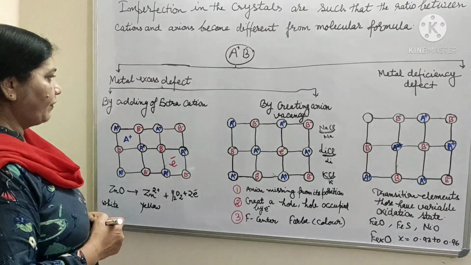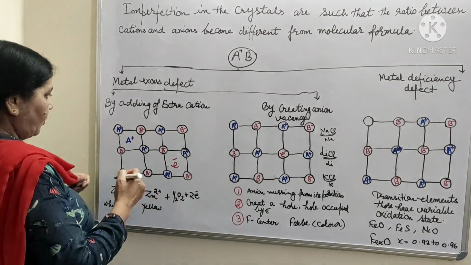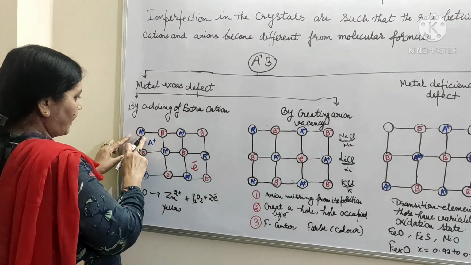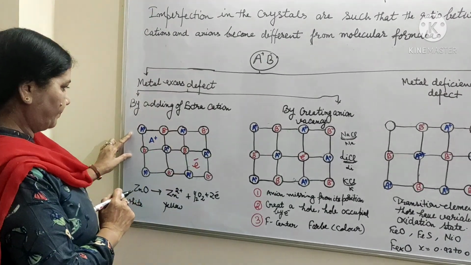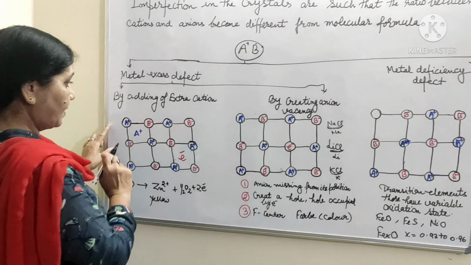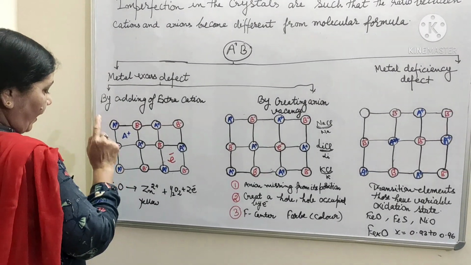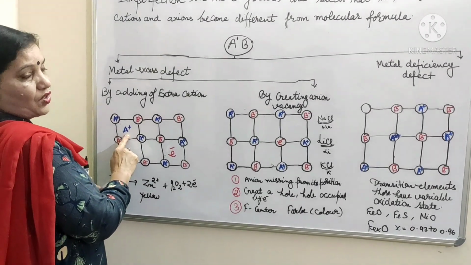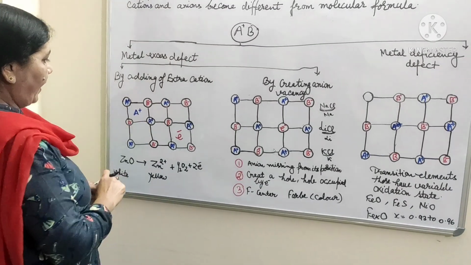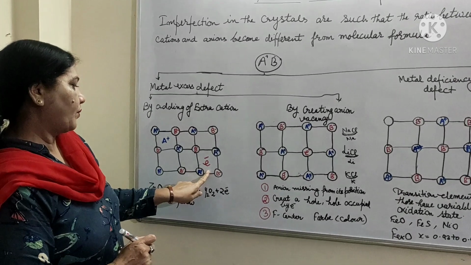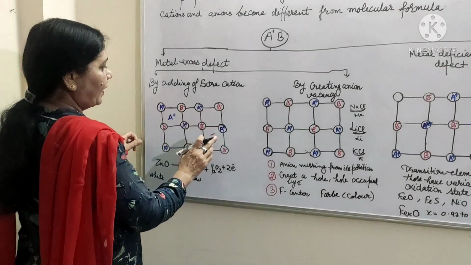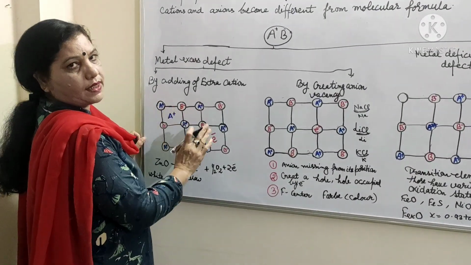First, by adding of extra cation. Look, this is a crystal, this cation, this anion, cation, anion. So listen, in this crystal, one cation enters into an interstitial site and one electron also enters in the interstitial site. So electrical neutrality is maintained in this crystal.